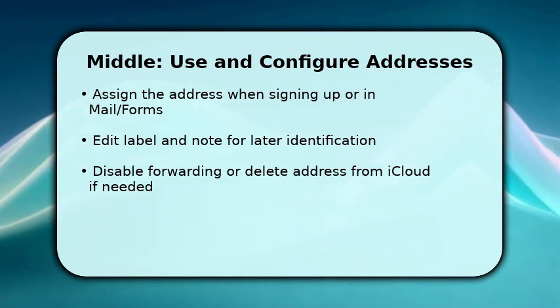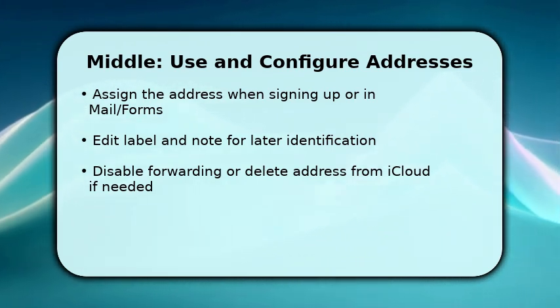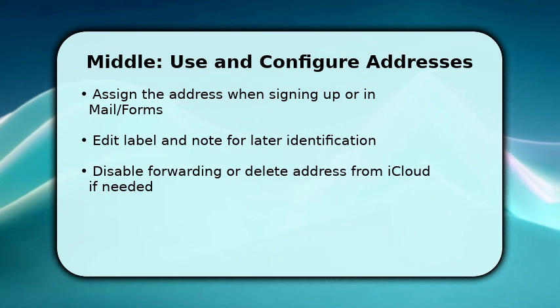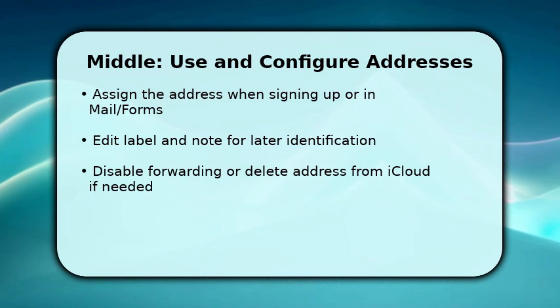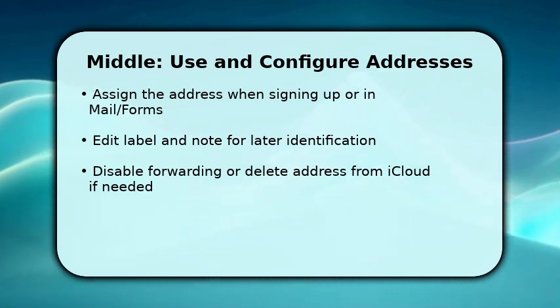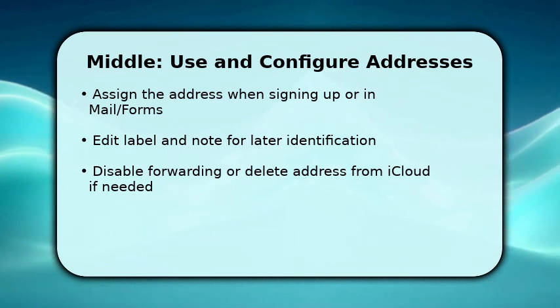Once you've created multiple addresses, manage them in Settings, then iCloud, then Hide My Email to turn forwarding off or regenerate. Doing this maintains privacy while keeping control. It also makes unsubscribing and cleanup straightforward when something goes wrong.